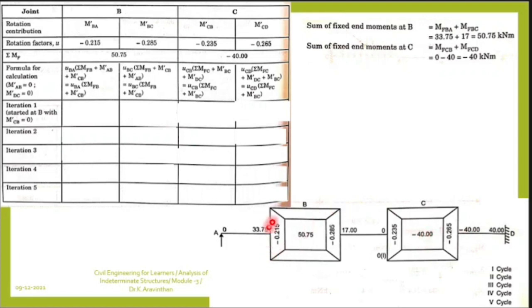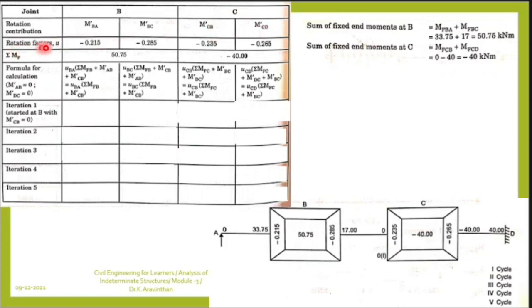And what are these answers? Rotation contribution factor. You already found out, that is 0.215 at BA and minus 0.285 at BC. Similarly, you have values for CB and CD. So, this is the value. So, you can draw this tabular column. Joint B and joint C is here. Next line is rotation contribution. The letter indicated by M dash BA and M dash BC. At joint C, you have M dash CB and CD.